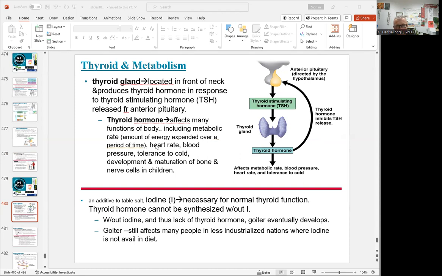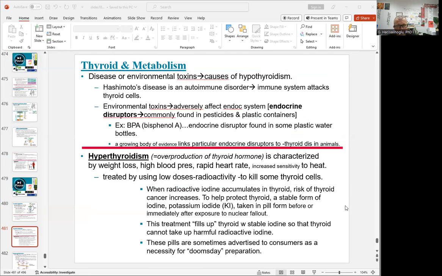Thyroid hormones affect many functions in the body, like metabolic rate, heart rate, blood pressure, tolerance to cold, and development and maturation of bone and nerve cells in children. There is one case here, which is iodine, a micro trace element required for normal thyroid function, and thyroid hormone cannot be synthesized without iodine. If there is not enough iodine, there is a lack of thyroid hormone, and a goiter, an increased size of the gland, eventually develops. This is iodine deficiency.